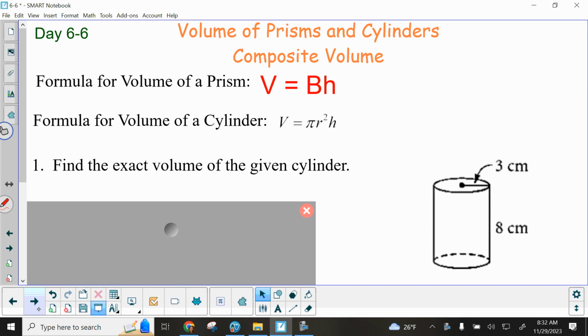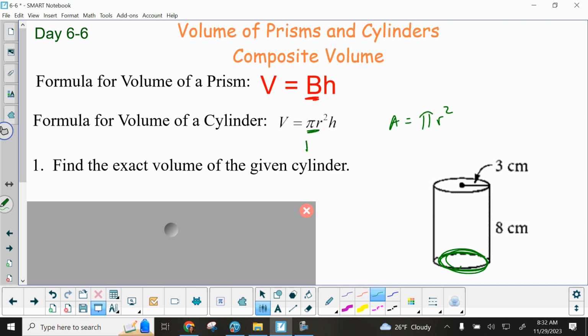All right, today we're doing lesson 6, volume of prisms and cylinders, and also composite volume. So the general formula for volume of a prism is volume equals base area, that's what the big B stands for, times the height. The volume for a cylinder is actually the same thing. A cylinder has a base that's a circle. So the area of a circle is pi r squared. So that's your base area, and then times its height.